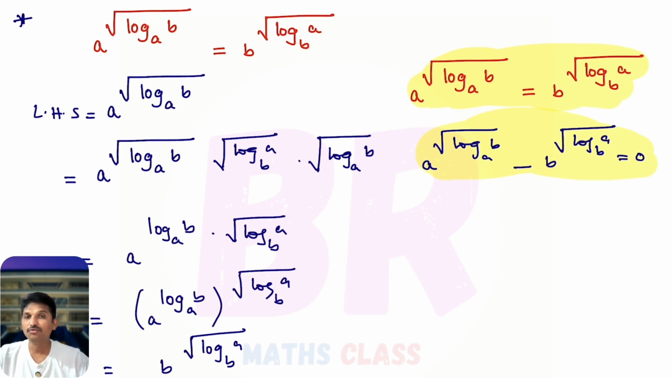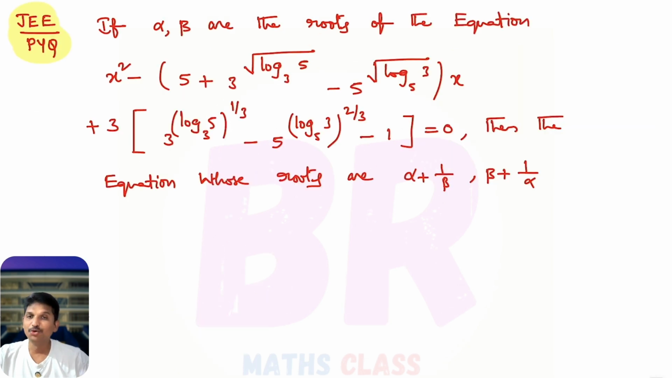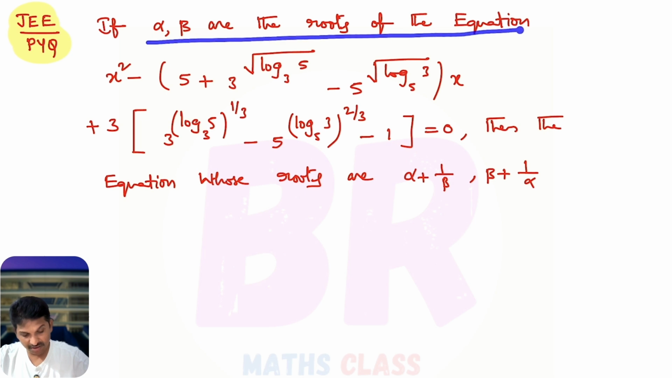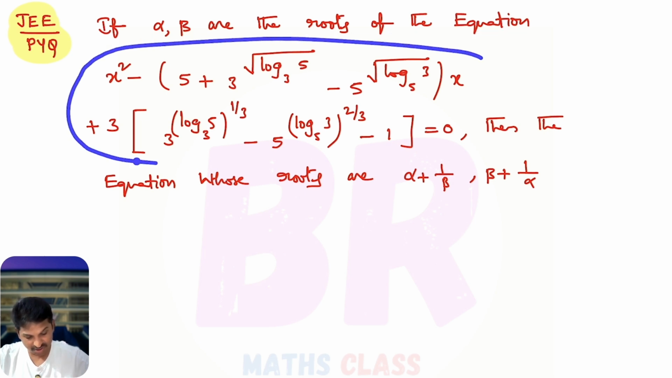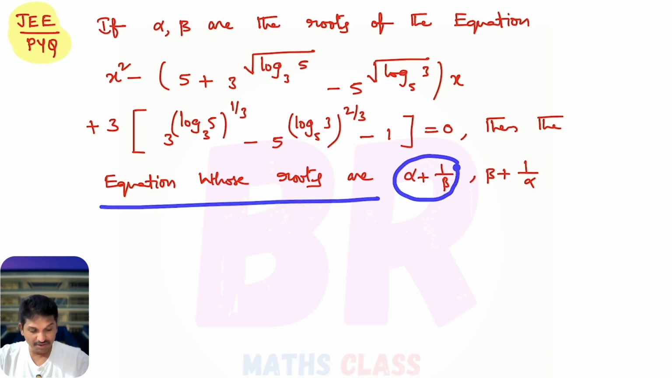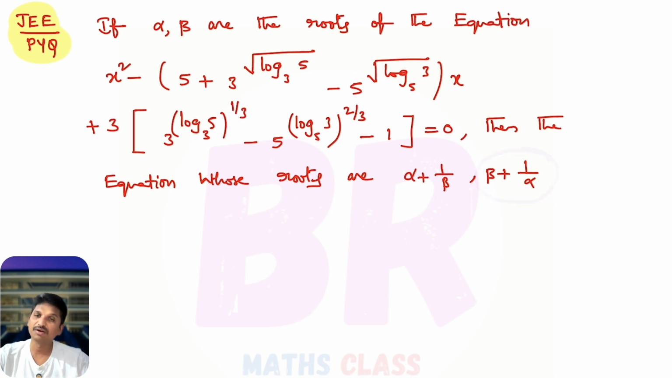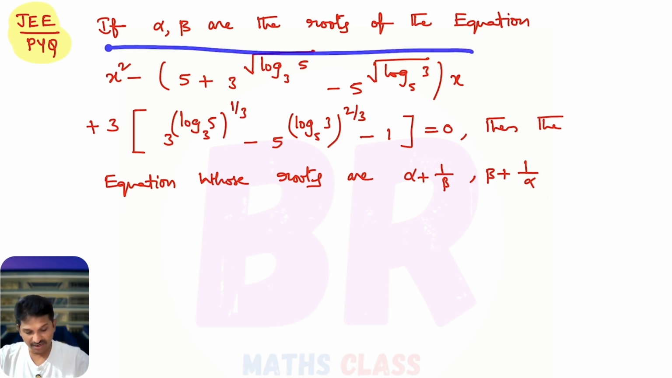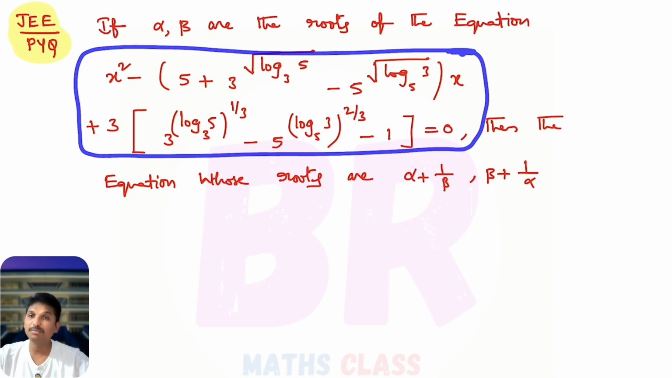Okay. Now we do one previous year JEE question based on this property. Do not worry by seeing the question. It looks complicated, but if you know that property, this can be done a bit easily. What is the question? Alpha, beta are the roots of this equation. See, the complete equation is this. Then find the equation whose roots are alpha plus 1 by beta, comma beta plus 1 by alpha. So first I'll find the values of alpha and beta, because alpha, beta are the roots of this equation. Once I get the alpha value and beta value, then I can calculate these values separately.